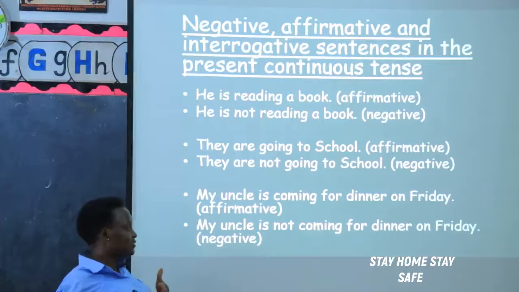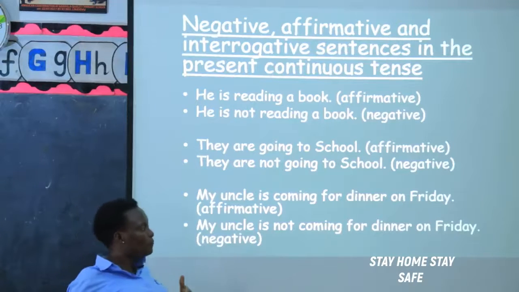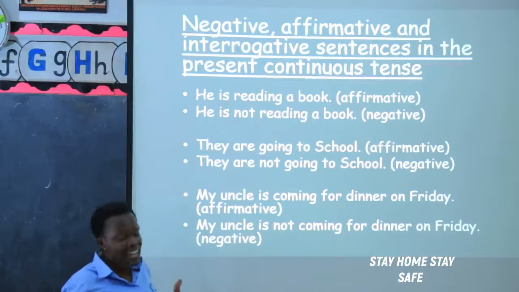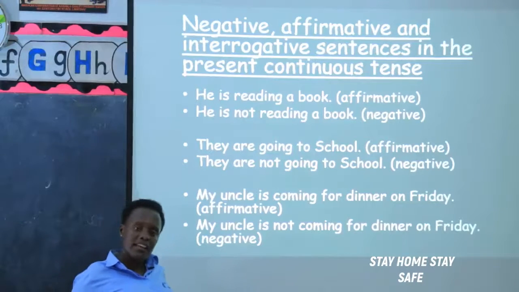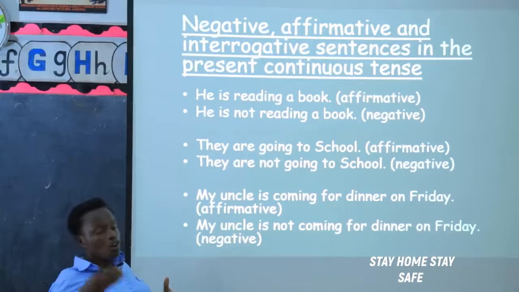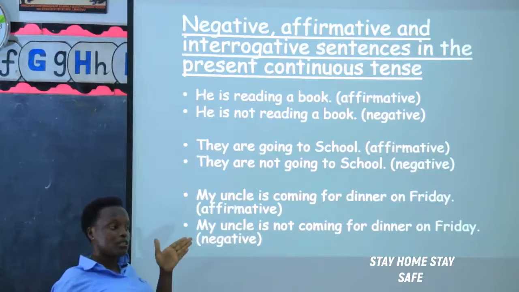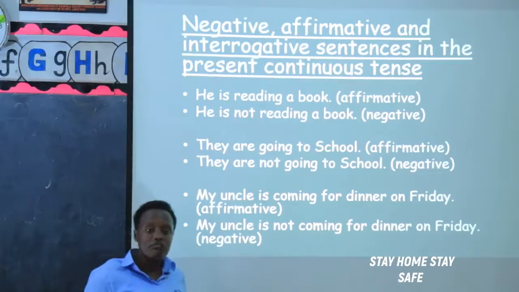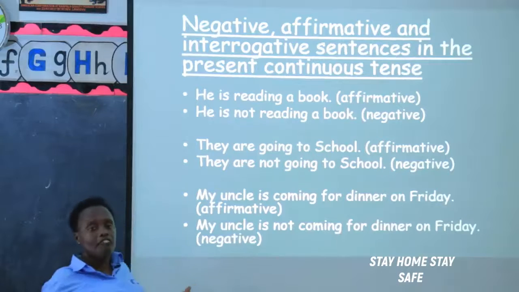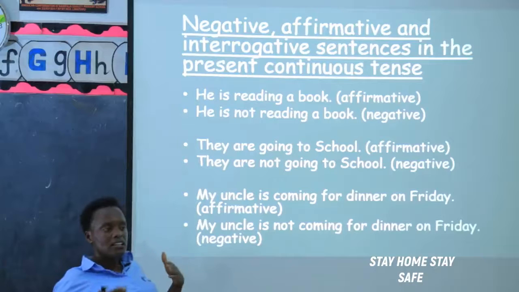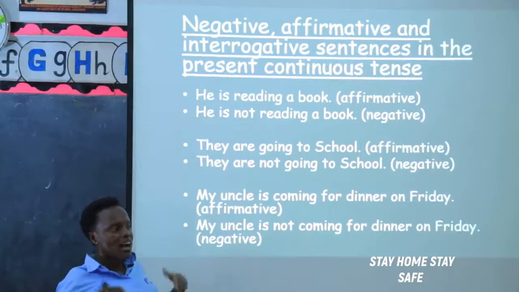That is a negative statement. So we have to form a question. We are going to say, isn't my uncle coming for dinner on Friday? So the interrogative questions can both be affirmative and negative. But remember that interrogative questions have to begin with helping verbs. I, he, she. I am going to school. The question will be, am I going to school?